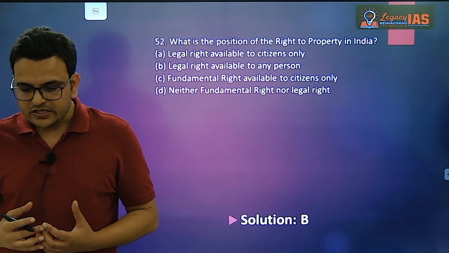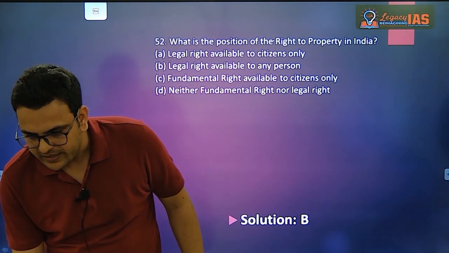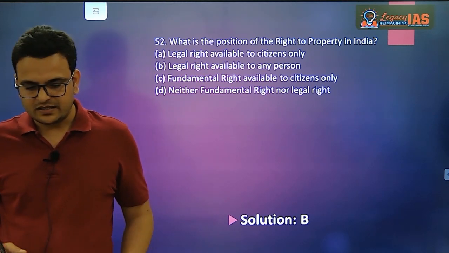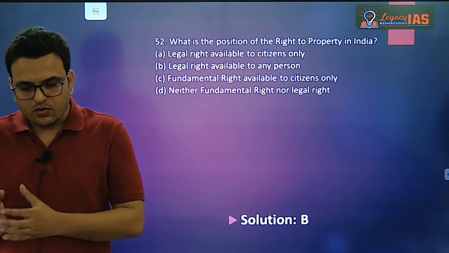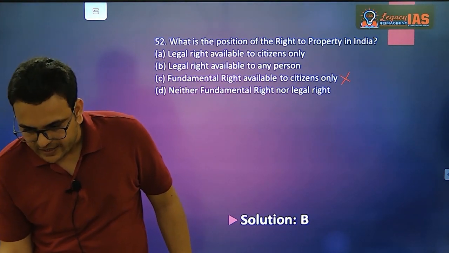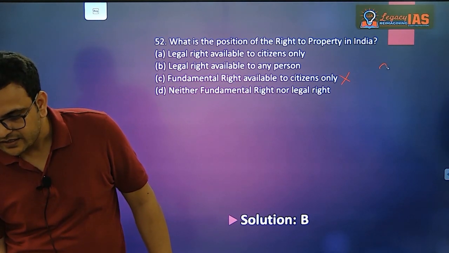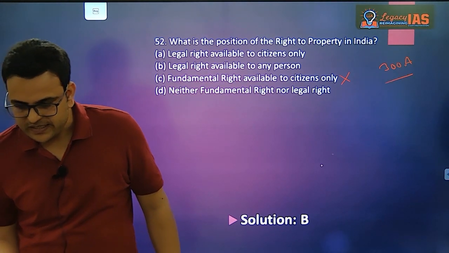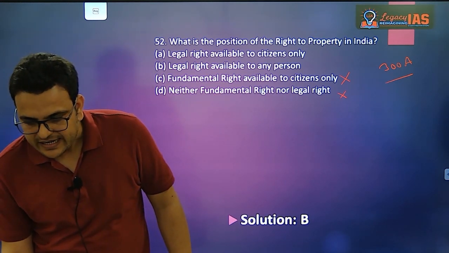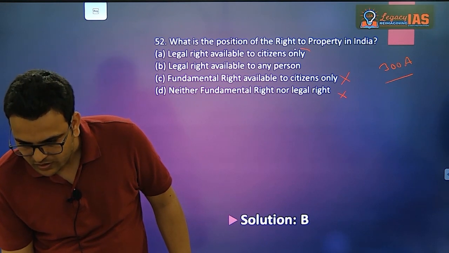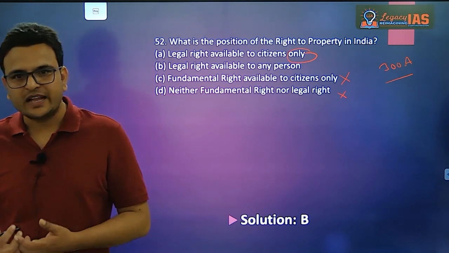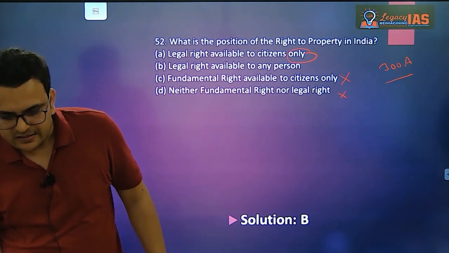Then what is the position of right to property? Now right to property, as we know, has been deleted from the fundamental rights. So now right to property is not a fundamental right. It is a legal right under Article 300A. So that means we can eliminate option D also. Is it a legal right available to citizens only? No, it is not only for the citizens. Other people who are accumulating their wealth, it is protected by the state. Then the answer is B.